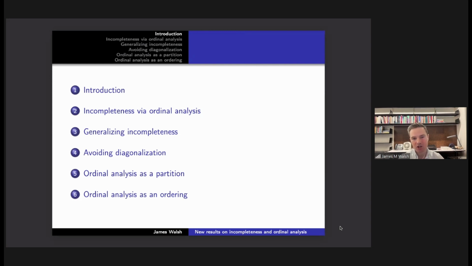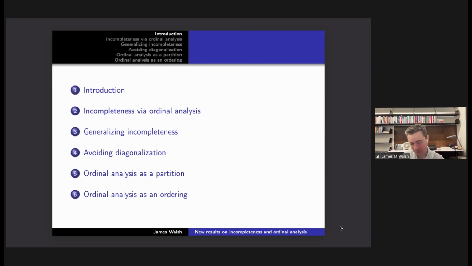In the next section, I'm going to describe this version of second incompleteness that we can prove via Gentzen style methods, in particular using concepts from ordinal analysis. Then I'll talk about how to generalize this incompleteness theorem. And then in the fourth section, I'm going to talk about how we can give the proof without invoking self-reference and without invoking diagonalization at all.